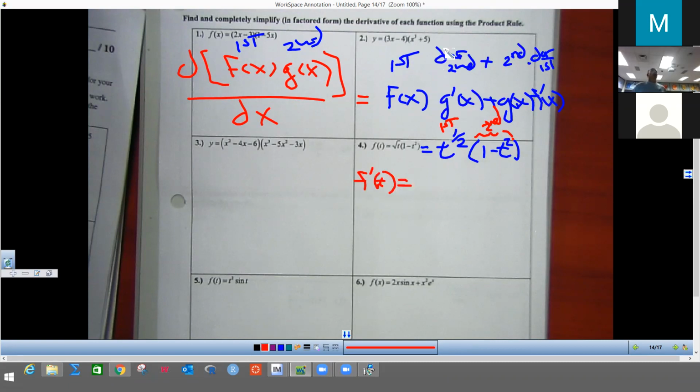So when I find the derivative of this, I'm going to go through this thing right here. I get the first term times the derivative of the second term. So the derivative of 1 is 0. So the derivative of this is 2 times negative 1, which is negative 2. Lower the power by 1. That's the derivative of the second term, plus the second term, so I write it down just like it is, times the derivative of the first term. So that is a half times t to the negative half. So that is my derivative.